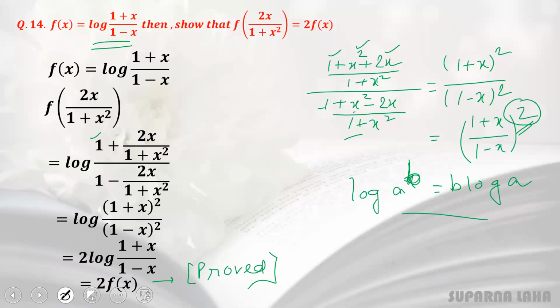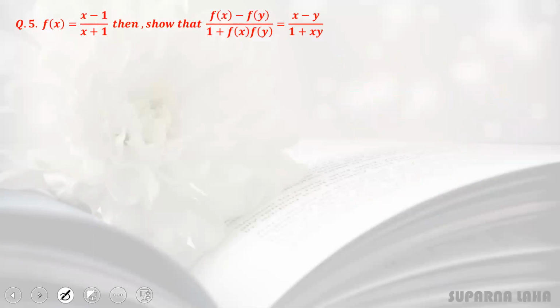So moving to the next part: f of x is equal to x minus 1 by x plus 1. Then you need to show f of x minus f of y by 1 plus f of x f of y is equal to x minus y by 1 plus xy. So firstly write down what is f of x. F of x is given, so no need to write it down. So write down f of y. What is f of y? F of y is y minus 1 by y plus 1.